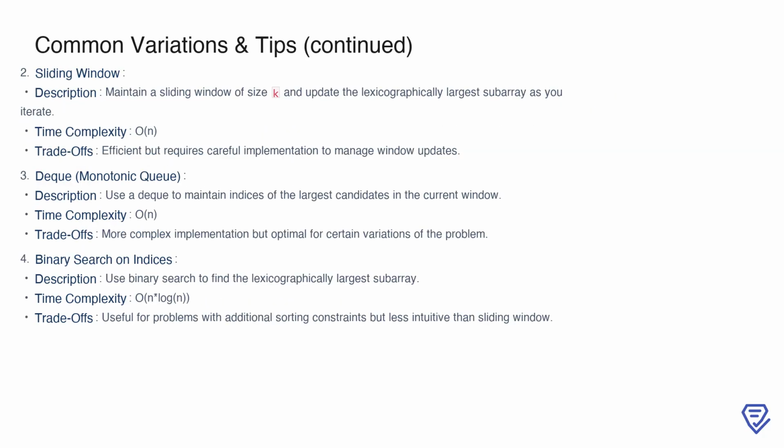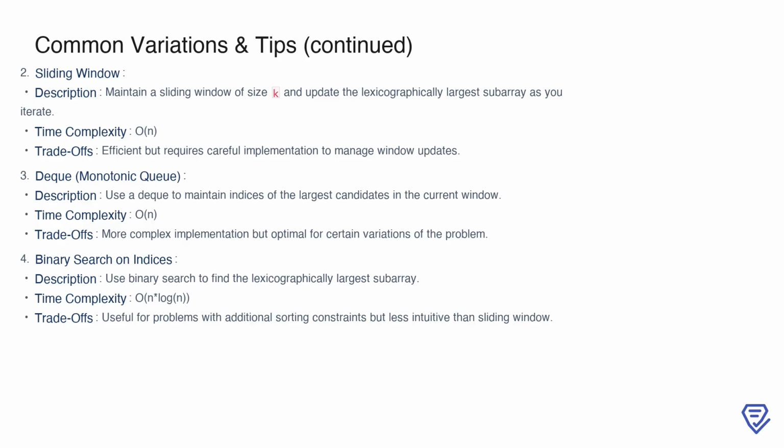A more efficient approach is the sliding window technique. Here, you maintain a window of size k as you iterate through the array, updating the lexicographically largest subarray whenever a better candidate is found. This reduces the time complexity to n, but careful implementation is required to manage the window updates correctly.